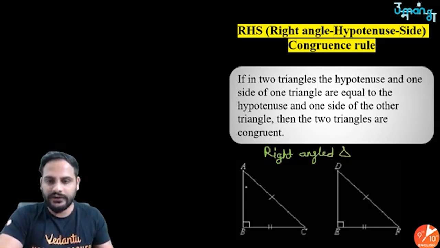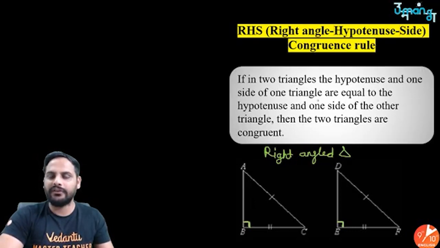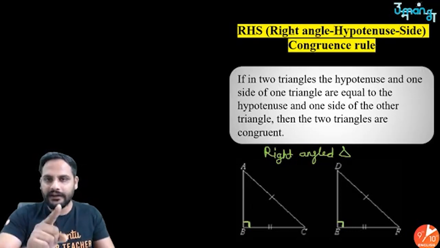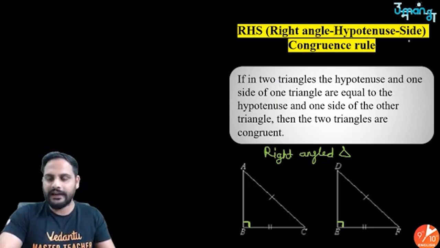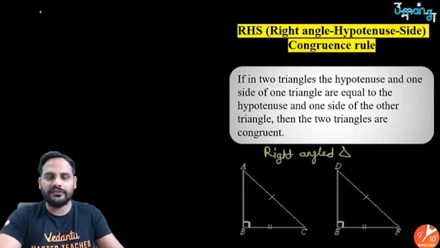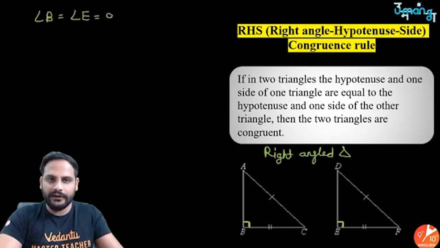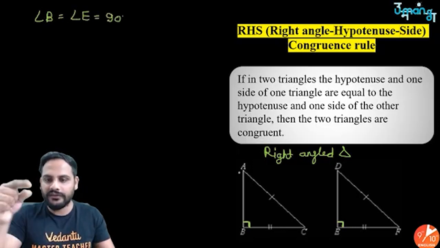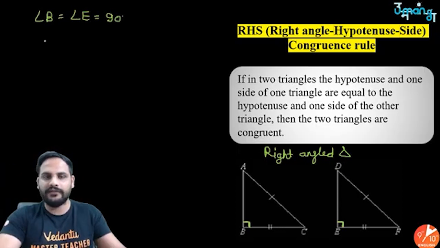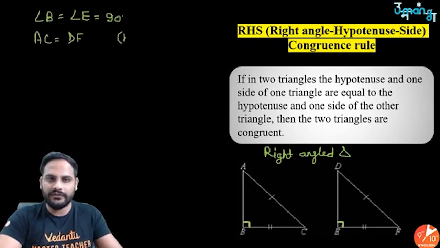Okay, so here we can clearly see triangle ABC and DEF, they both are right angled at B and E. So what does the right angle hypotenuse rule say? Same thing, right angle hypotenuse side. First thing, in two triangles there should be one right angle. So angle B and angle E both are right angles. Then hypotenuse, is it given equal? Yes sir, AC and DF are given equal. So this is your hypotenuse.